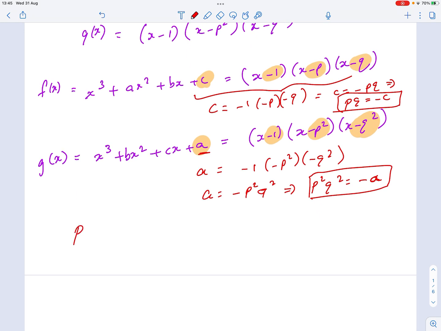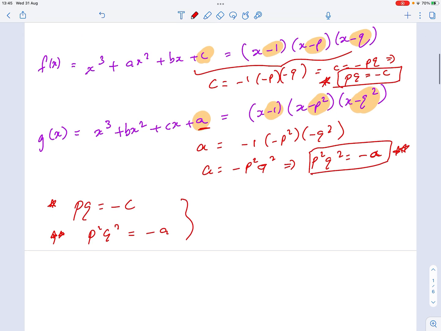Right, what did we have so far? We had pq equals minus c from here, and then from here we had p squared q squared equals minus a. Well, we can combine these two to get what a is in terms of c. So if we square that, this is p squared q squared equals c squared, right? I'm squaring everything by 2.